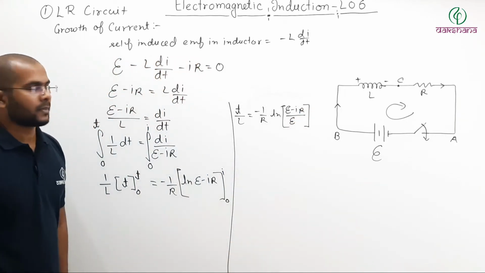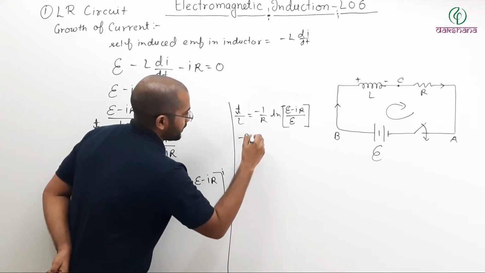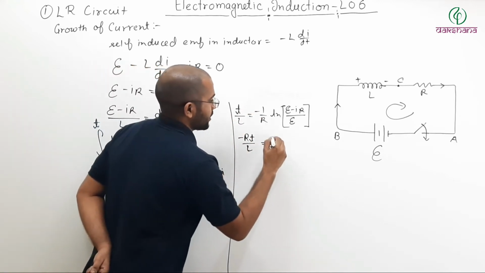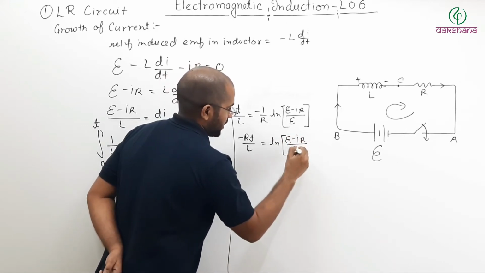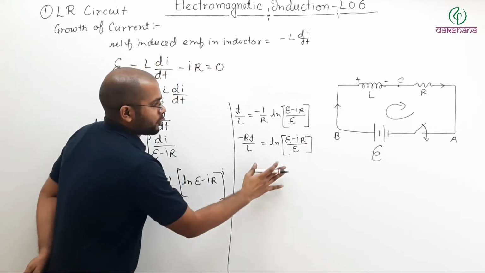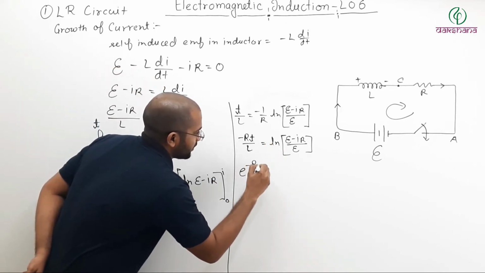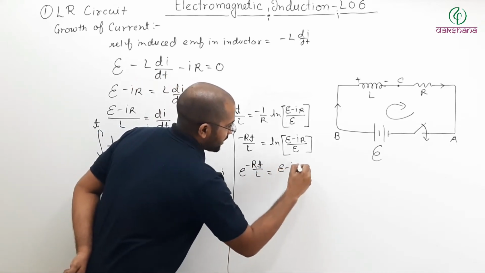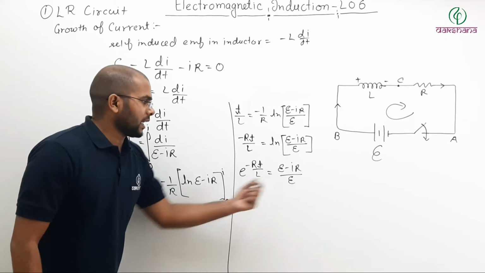Let us rearrange it a little bit. Can I write it like this? Minus of RT/L, I took R to this side, equals ln of (EMF − IR) divided by EMF. What is the meaning of ln? This can also be written as e to the power minus RT/L equals (EMF − IR) divided by EMF.